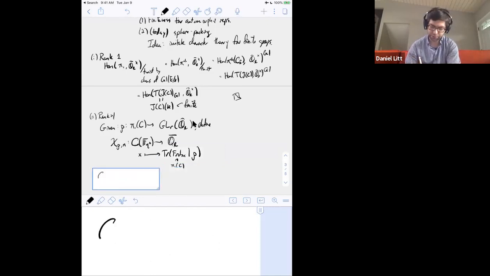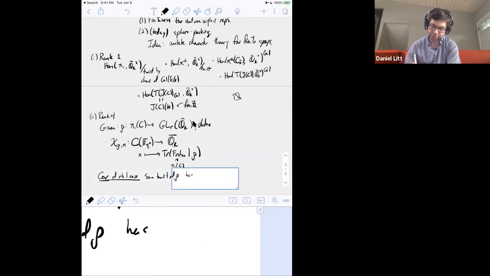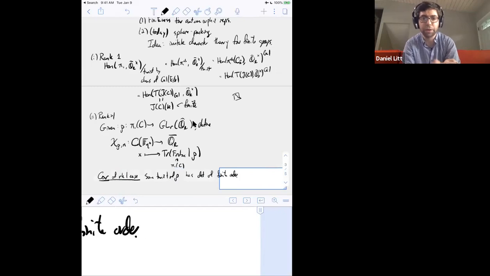Okay, so what do we know about these traces? First of all, we know the following fact. This is a corollary of the rank 1 case. So we know that some twist of ρ has determinant of finite order. Okay, and we're about to use Deligne's program, but before we do that, let me explain why we know this.